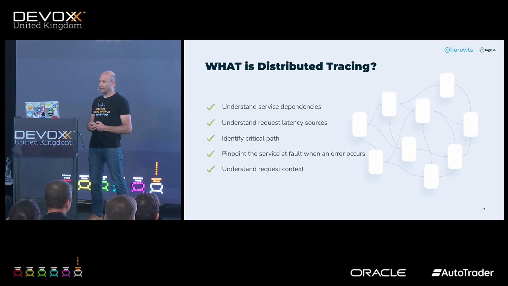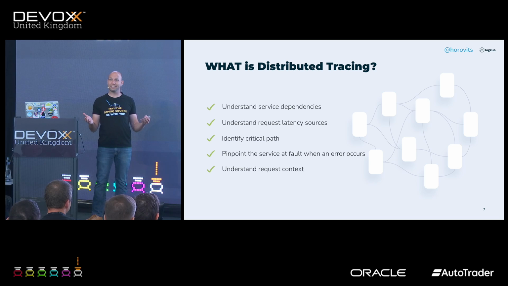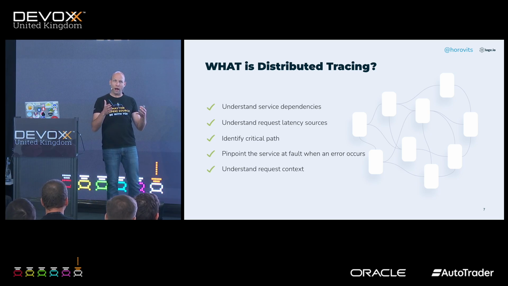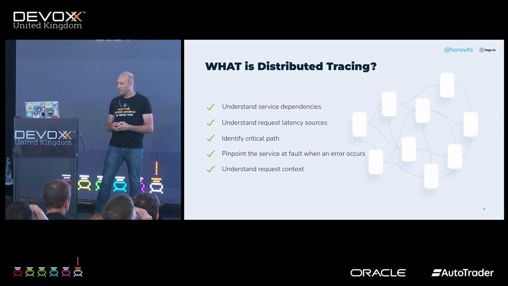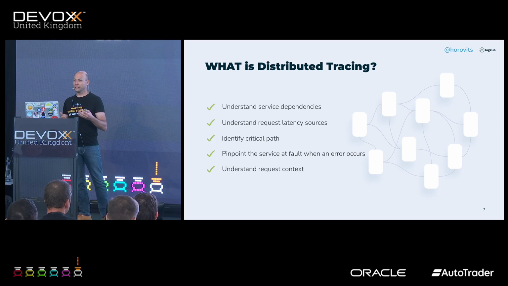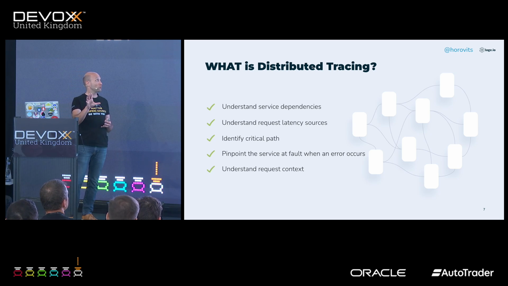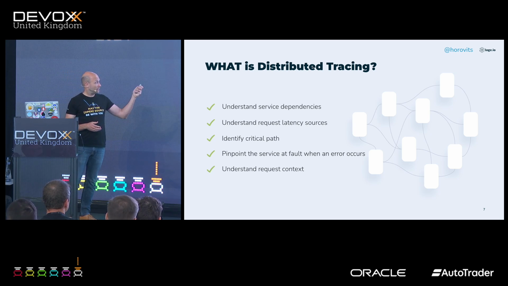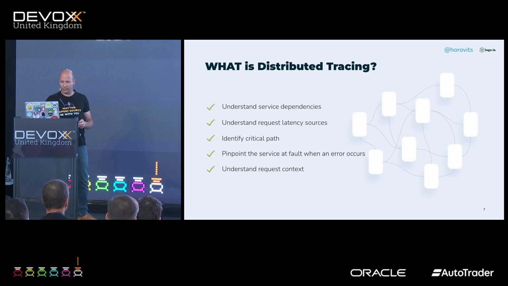You also get an understanding of the request latency sources. If I have a long-running request, why and where is it coming from? And to identify the critical path in our performance, where my system spends most of its time, and if I want to improve, where I should focus most of my efforts, where the critical path is, and also to understand the request context. So we'll see many of these today in the talk.